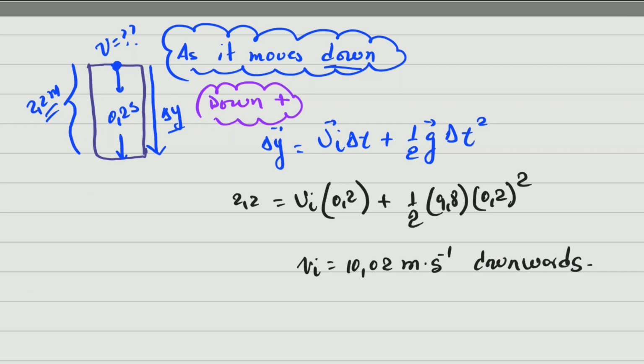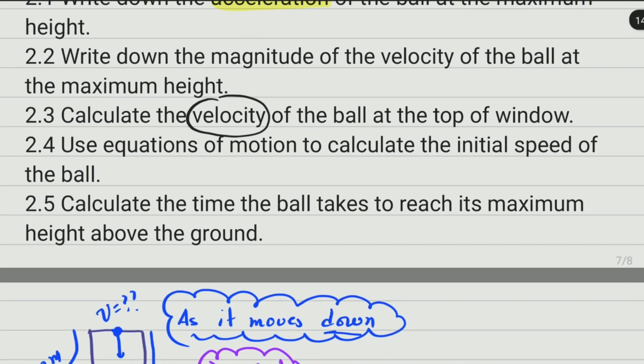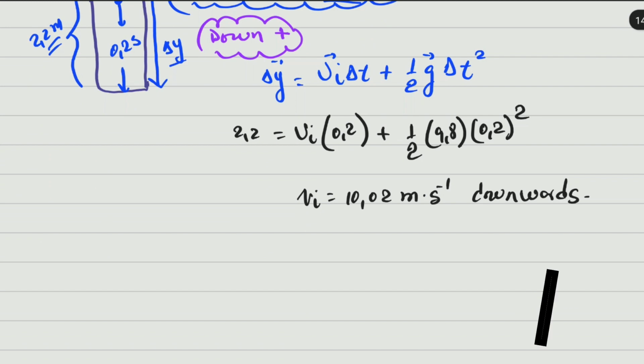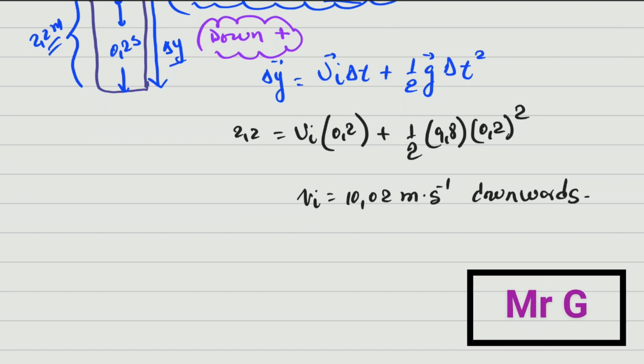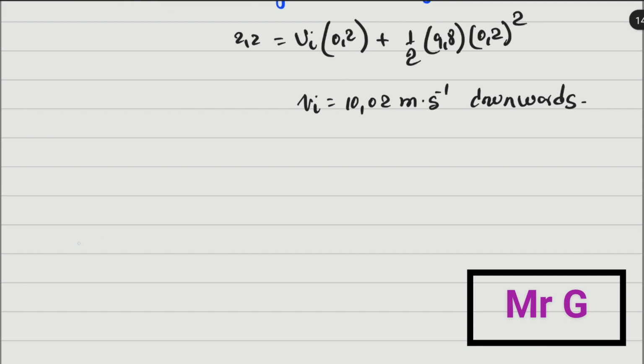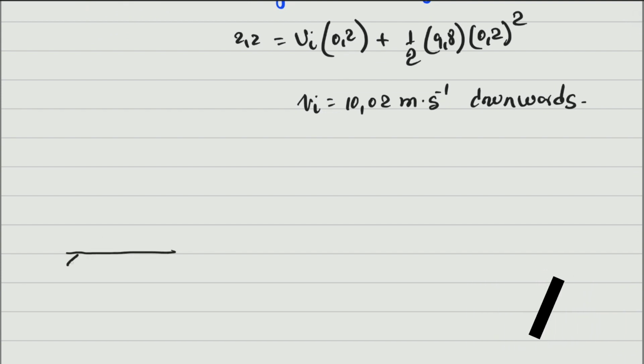And that is how we calculate the initial velocity, or the velocity of the ball right at the top of the window. Question 2.4. Use equation of motion to calculate the initial speed of the ball. Now, the same story. Now we are going to work from the ground to the top of the window because we have all the information. So let's redraw here quickly what I'm talking about. This is the ground. The window is somewhere there.